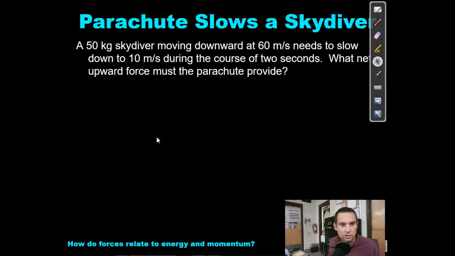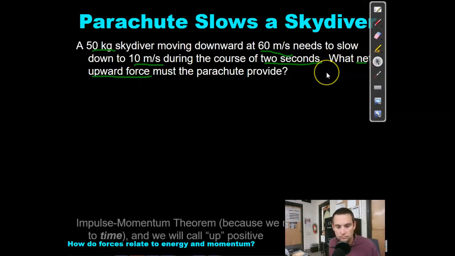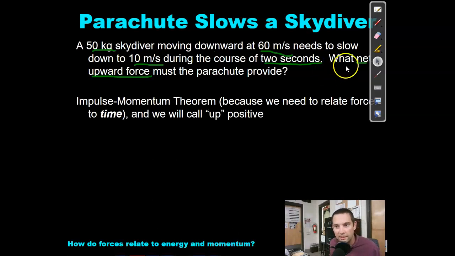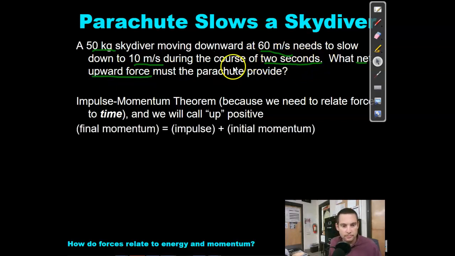All right, let's look at a parachute slowing down a skydiver. A 50 kilogram skydiver moving downward at 60 meters per second needs to slow down to 10 meters per second during the course of 2 seconds. What net upward force must the parachute provide? Impulse momentum theorem, because we're relating force, the net upward force, to the time, 2 seconds. So our final momentum equals impulse plus the initial momentum: mv equals F delta t plus mv naught.